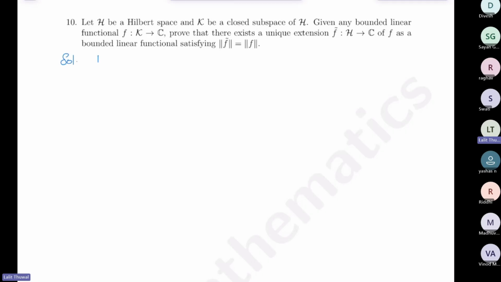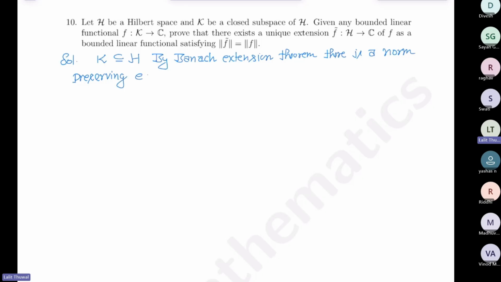K is a subspace of H. By Banach extension theorem, there is a norm-preserving extension. Okay. So existence is this. This shows the existence.